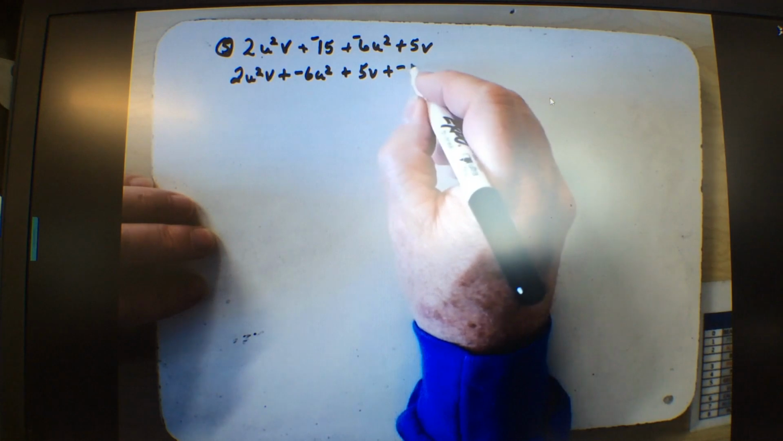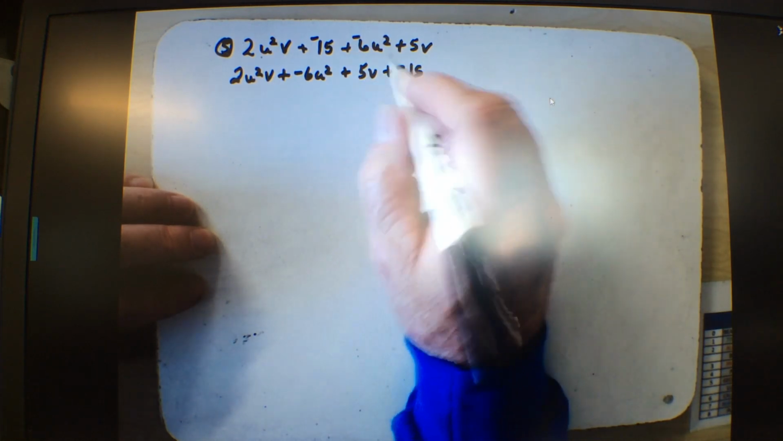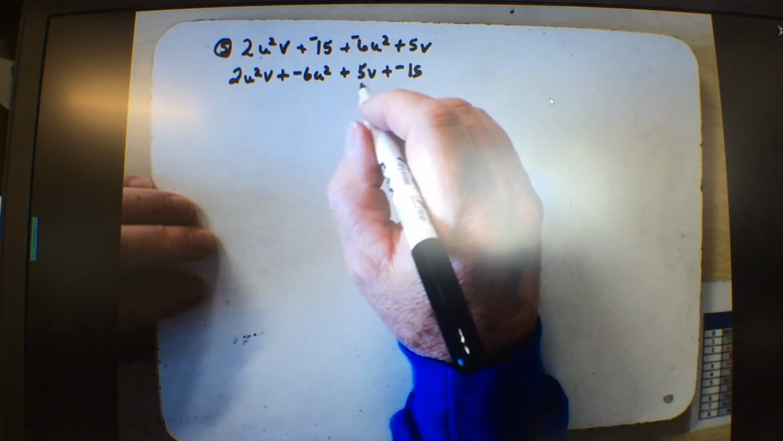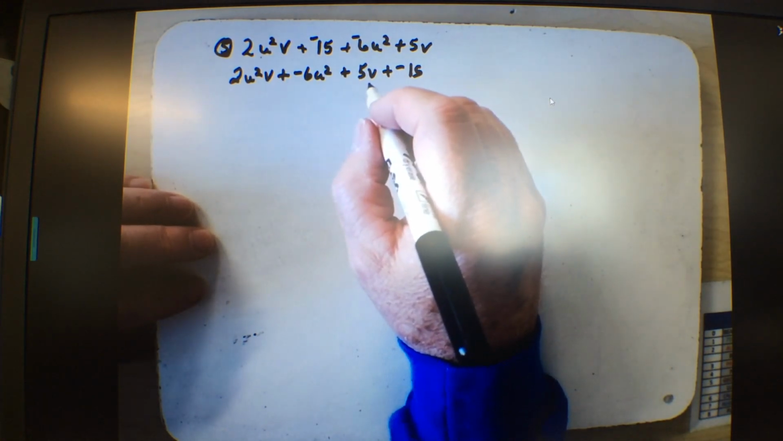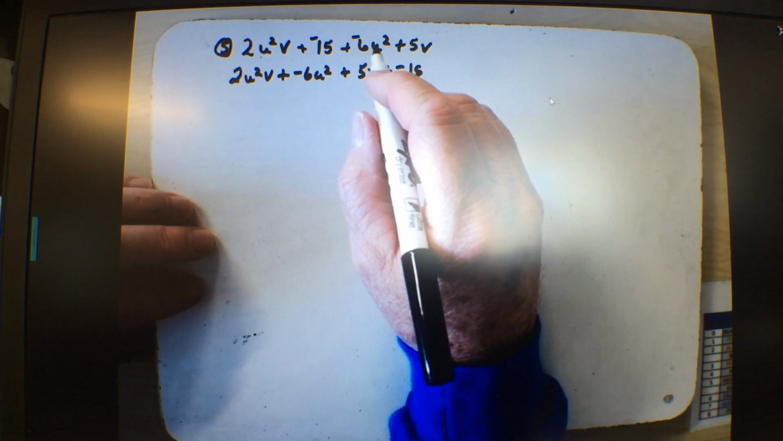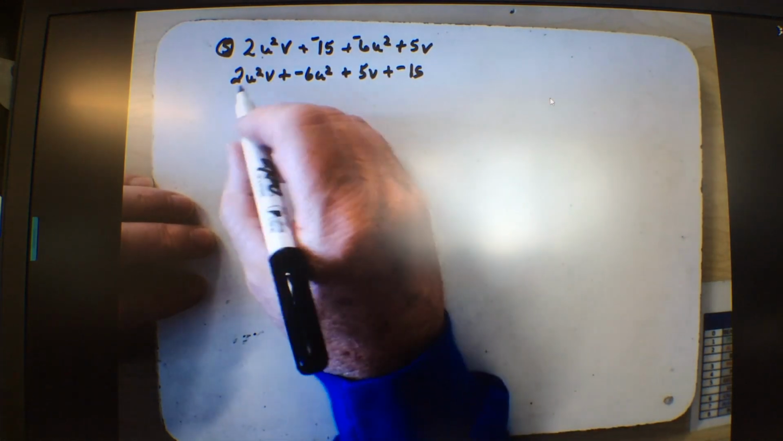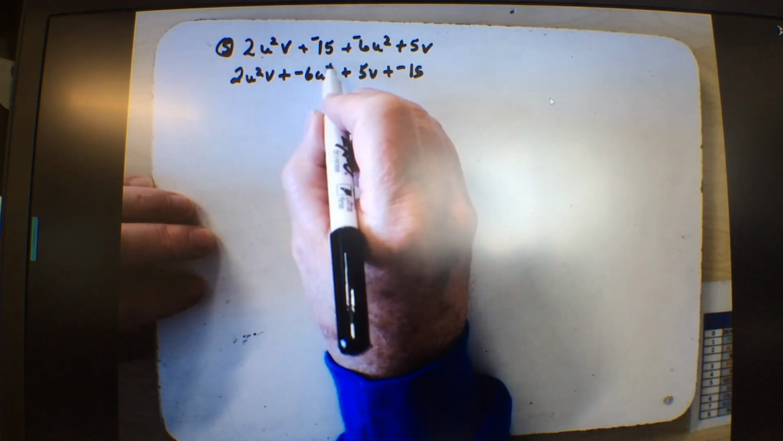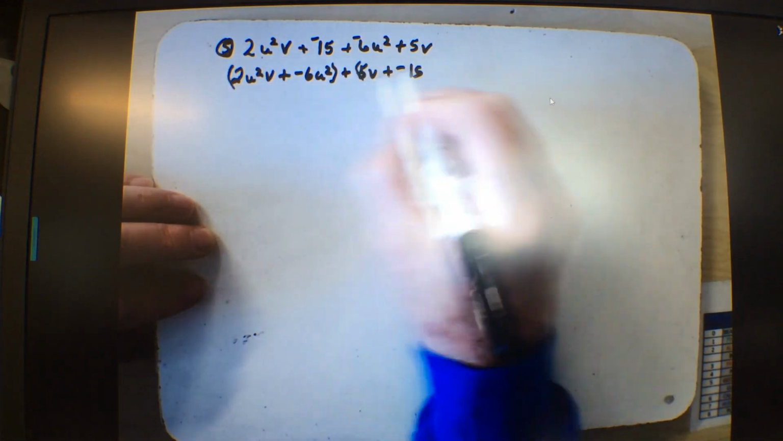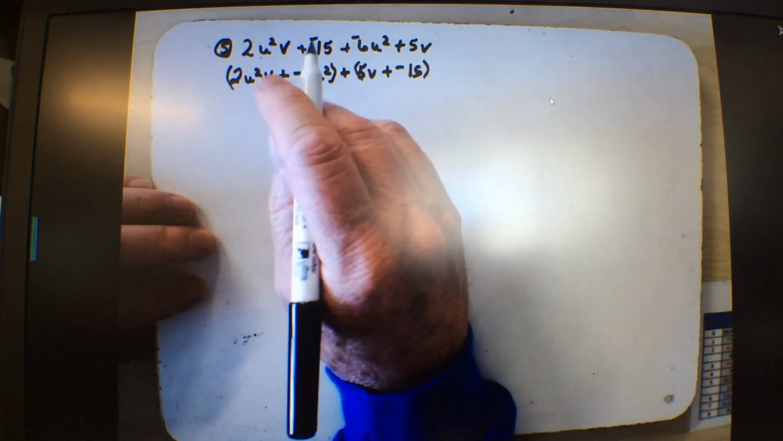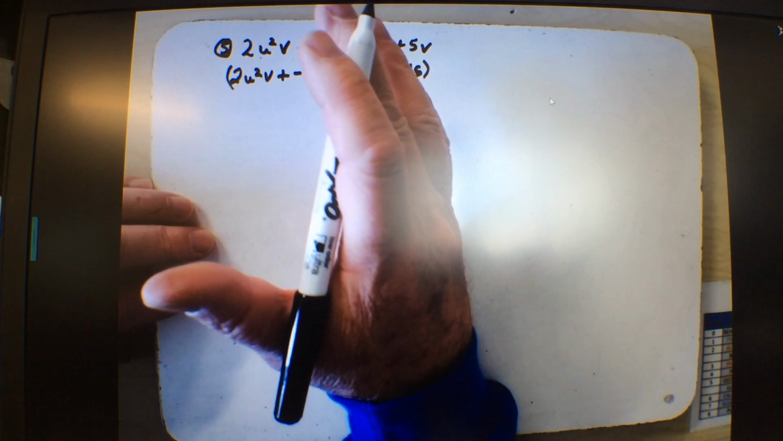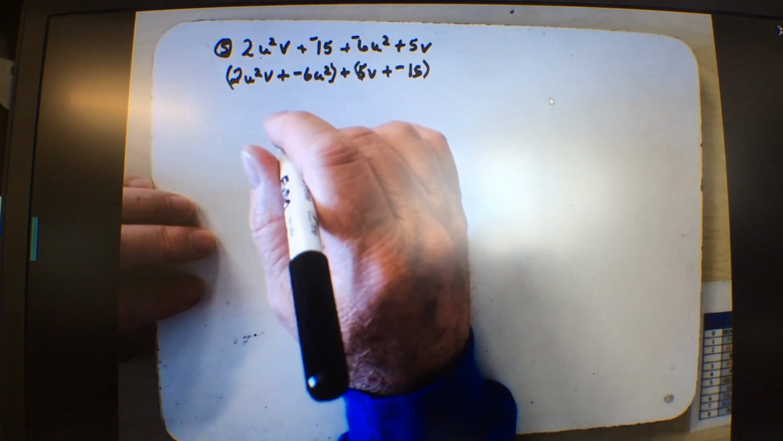Did you notice that I put the 5v first before the negative 15? Did anybody notice that? It's easier to factor when you put the variable first. I'm just telling you. Okay? All right, let's take a look at these two. All right, let's group them. Now, I don't know if this is the right way to group them. I'm just taking a guess. You might have to erase and start over. I don't know. It's a guessing game.